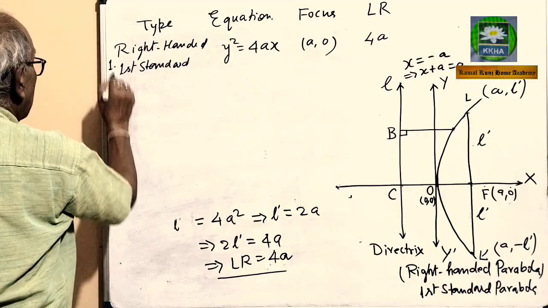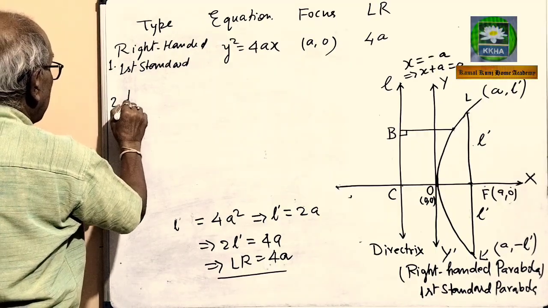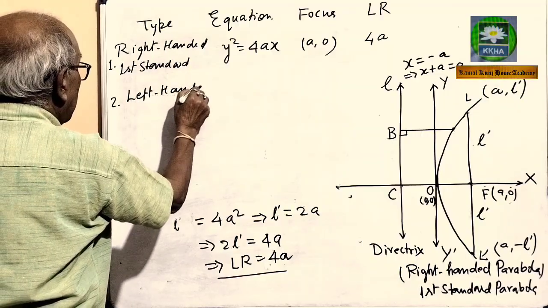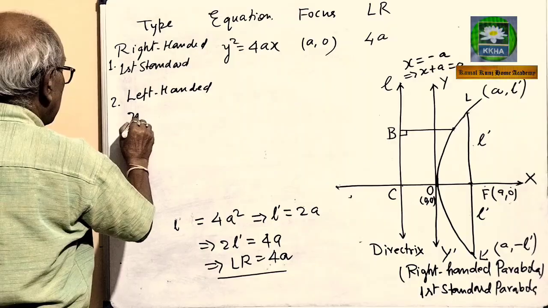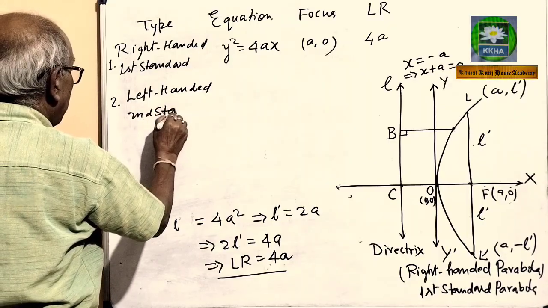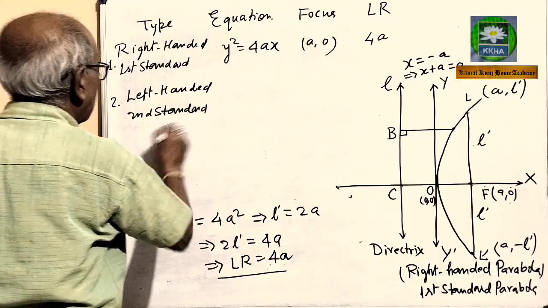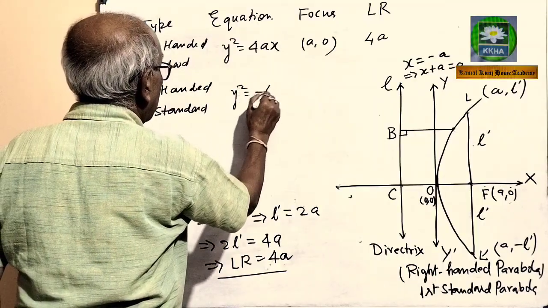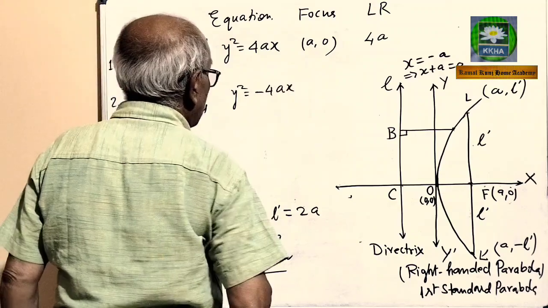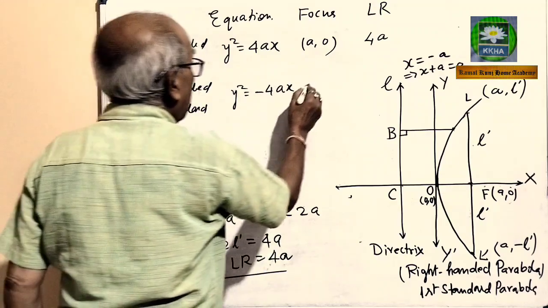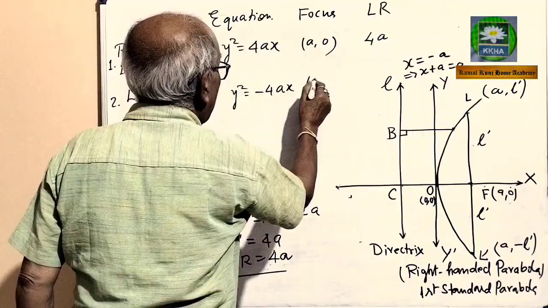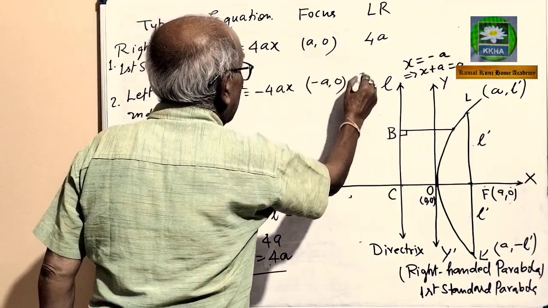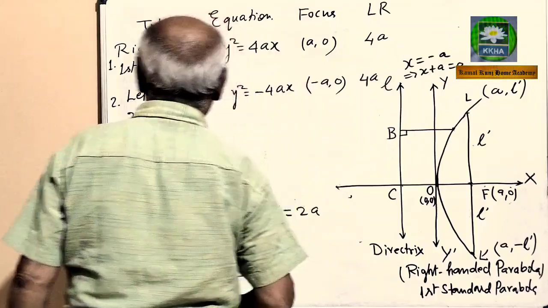This is number 1. Number 2, left-handed parabola, or second standard parabola. Equation will be y square equal to minus 4ax. You can find this in a similar way. Focus will be (minus a, 0). Latus rectum will be the same.